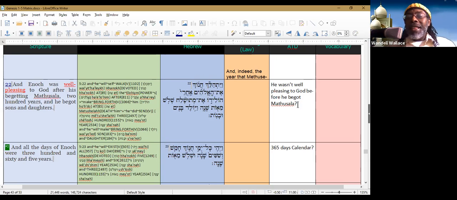That's the kind of way I think about things when I read the Bible. When it says one thing, I automatically think of the opposite thing it's not saying. So I'm not saying the Bible's saying that. That's just the way I thought. This is a thought that came in my head. After he gave birth to Methuselah, he was well pleasing to God. Well, what about before? He wasn't pleasing to God before. Did he get his act together when he gave birth to Methuselah?